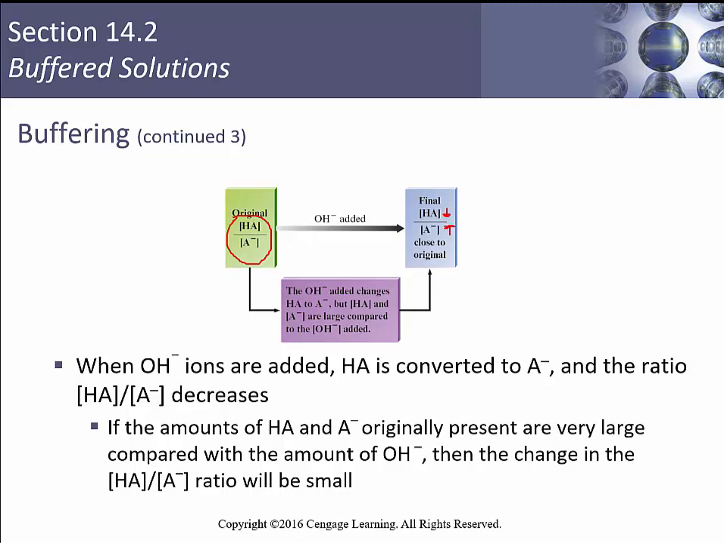The amounts of HA and A minus originally present are very, very large compared to the amount of OH. And then the change in the HA ratio is going to be small. It's still going to change, but it's going to be a small change. And so our pH, which is controlled by that ratio, shouldn't change very much.